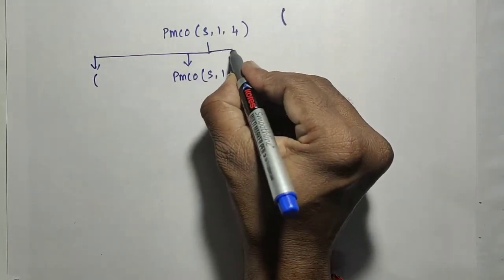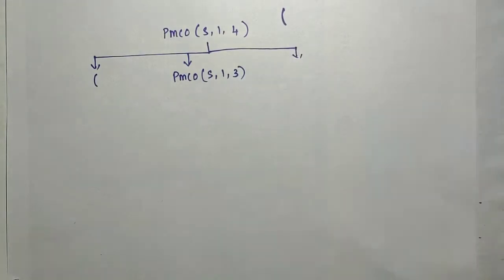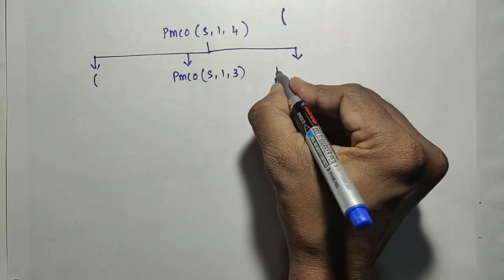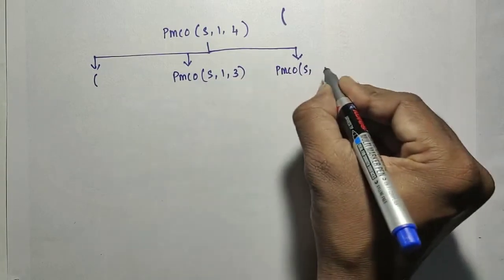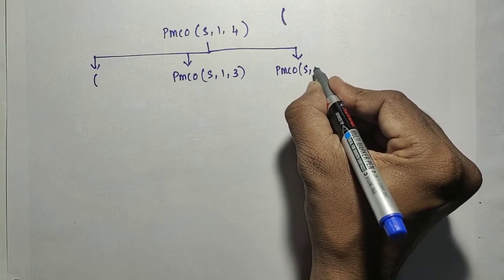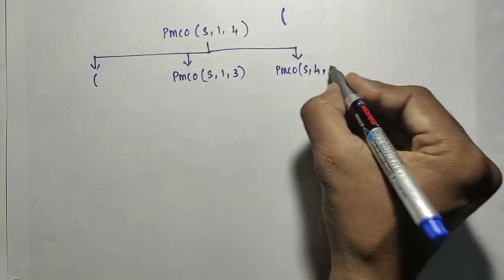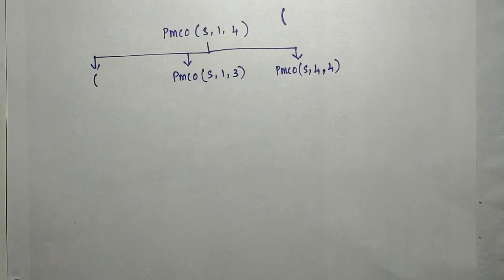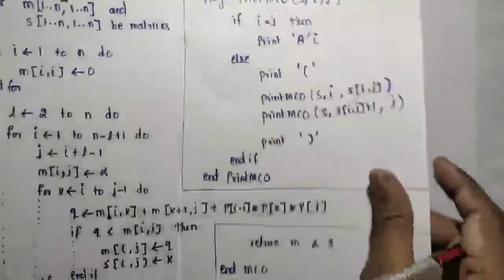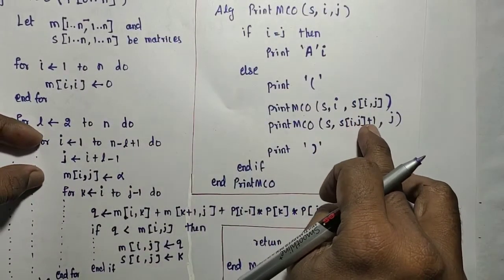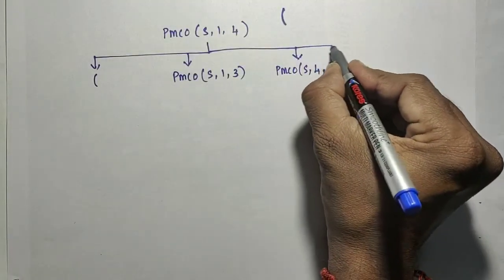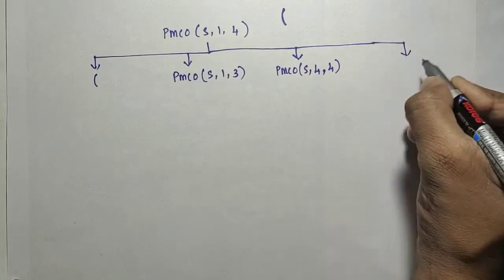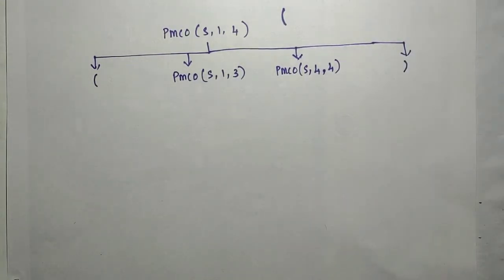Okay, after that I need to print the right side matrices by using the same algorithm, PMCO of s comma 3 plus 1, that is 4 comma j, 4. Okay, 4 comma 4 we have to print, correct? As per that algorithm, 3 plus 1 is 4, and the j value is 4. Like that you have to print. And finally we have to print the close parenthesis. Okay, like that we have to continue that algorithm.